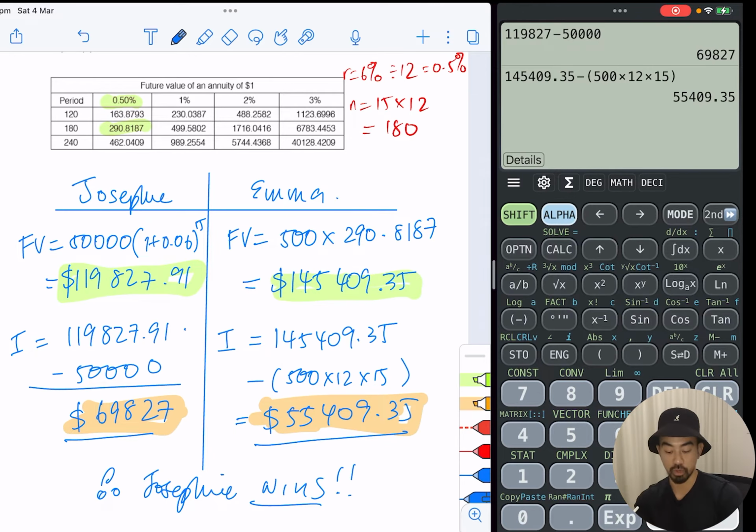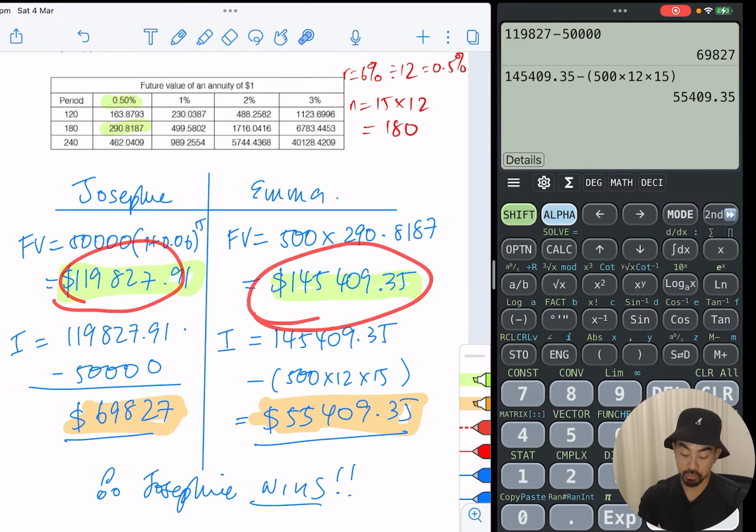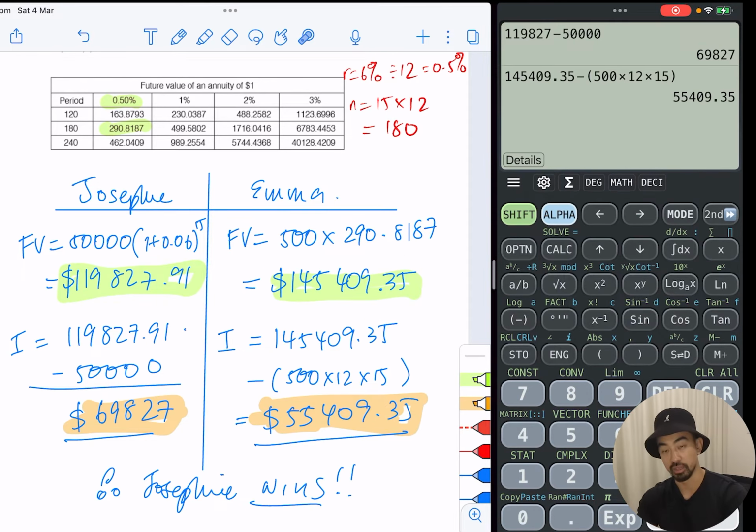Okay, that's a tough question. A lot of little details. I would advise you to break it up into a table and really read carefully. Because I reckon a lot of people would stop here and go, okay, so Emma's better off because it looks like she's got more money in the end. And that's where they trick you. Because Emma's actually put more money in order to get more money at the end. But her actual interest is smaller than Josephine's.